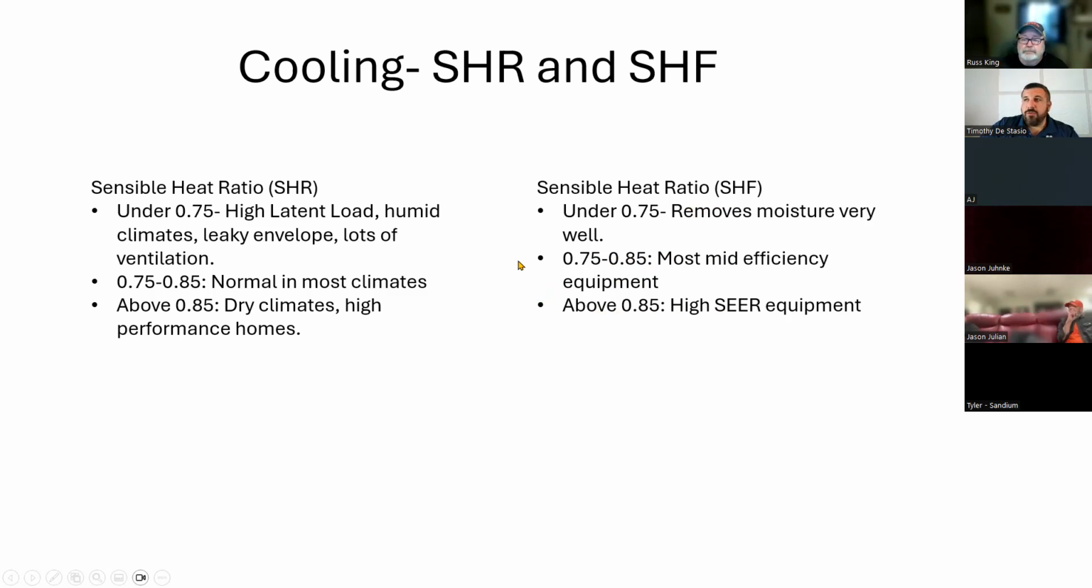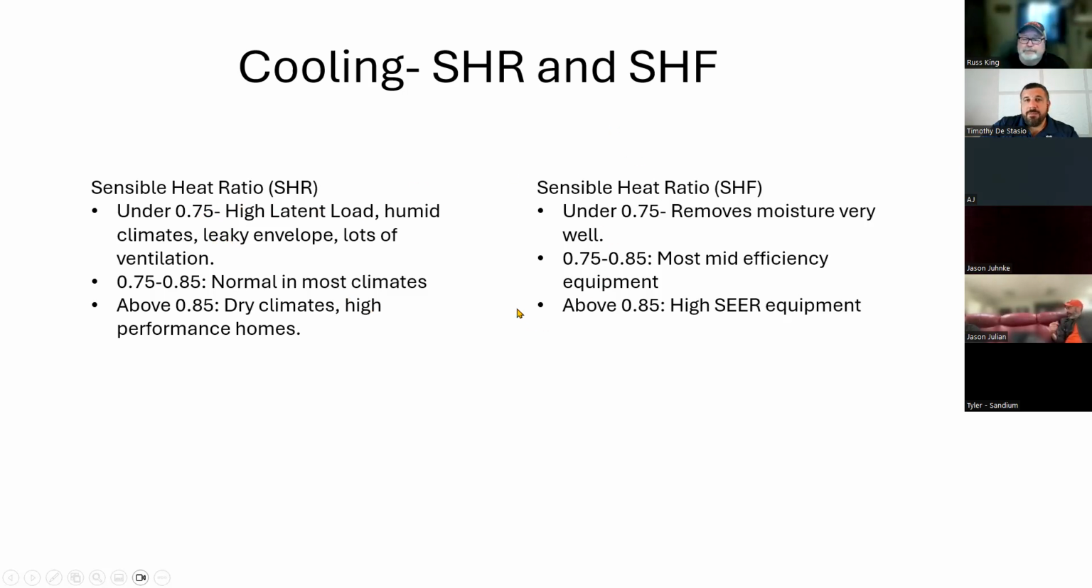So you could have a situation where you've got an older leaky home and you've got a sensible heat ratio of under 0.75. And you go and you sell them a brand new variable speed unit, high SEER, 22 SEER, and it's over 0.85. And all of a sudden they're calling you in the middle of June and they're saying that their house is really, really humid. And their old unit didn't used to do this, but that really expensive unit that you sang the praises on cannot control humidity. And this is why: you put that unit that can't remove a lot of moisture into a load that has a lot of moisture. So you've got to really be careful about that kind of stuff.